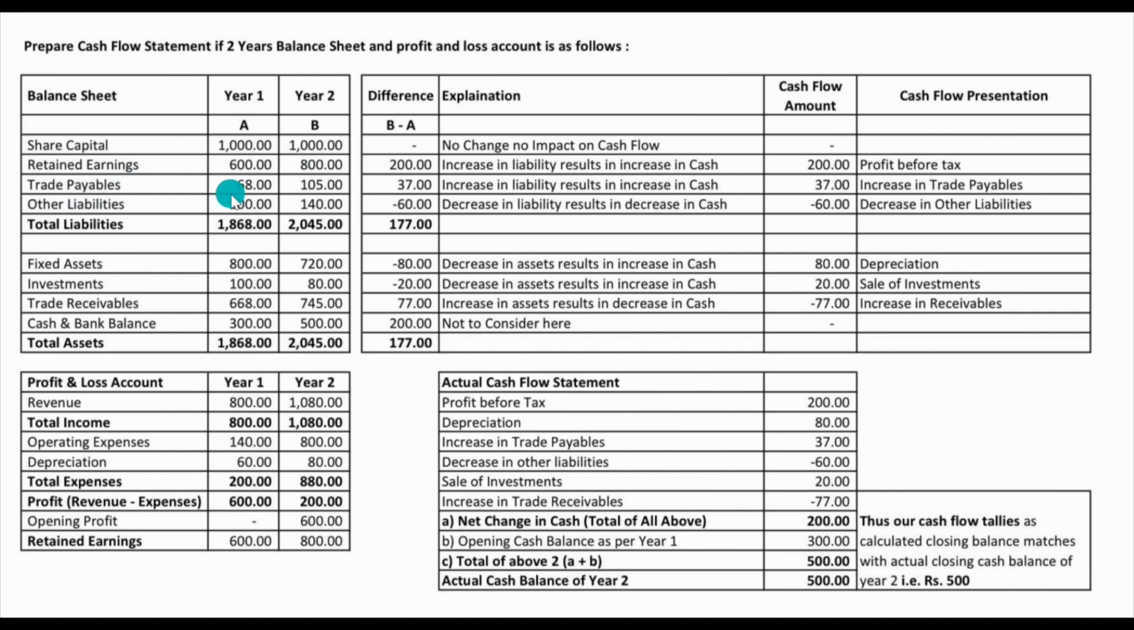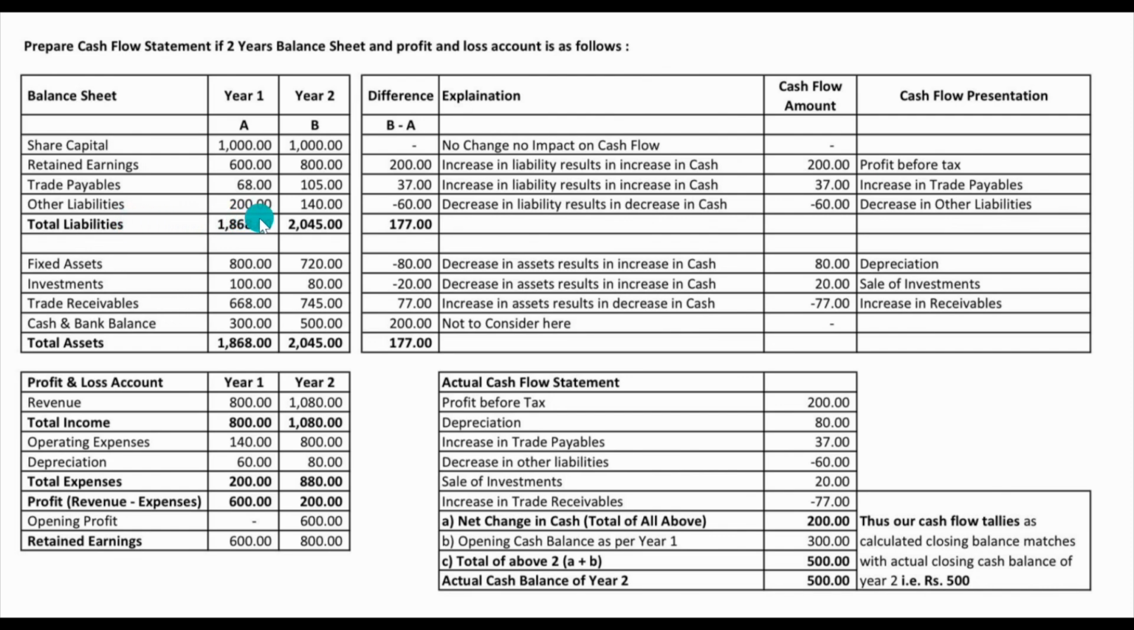Third item is trade payable, which has increased from 68 in year 1 to 105 in year 2. That is, the increase is 37. So an increase in liability results in an increase in cash to tally the balance sheet, and hence the cash flow amount is 37. That is this amount, which is basically recorded in the cash flow statement as 37. You can see, it is basically an increase in trade payables. So the cash flow presentation is increase in trade payables.